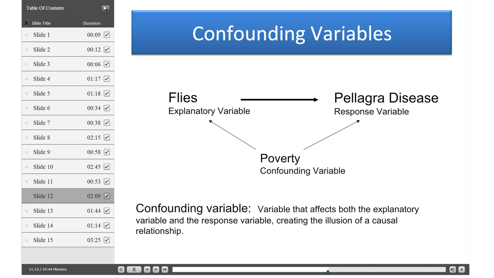The problem with the discussion that we had on the previous slide is we weren't taking into account all of the variables that have an impact on pellagra. And it turned out, through a study in 1914 by Joseph Goldberger, that the variable that had the biggest impact on pellagra was a lack of niacin in the diet.